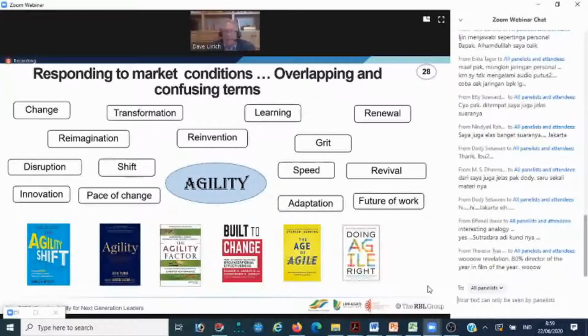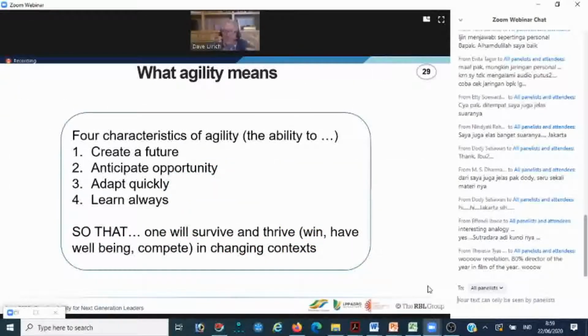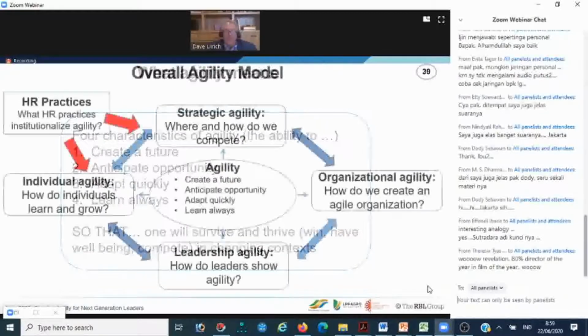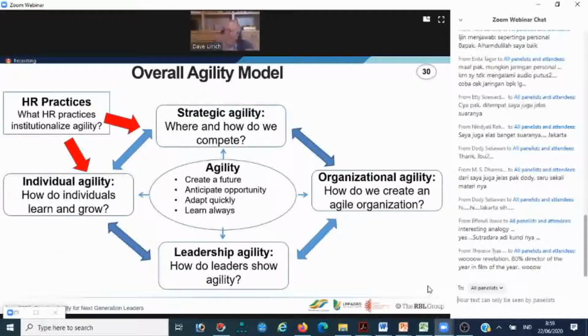That's it. Of all of these complex ideas, many of which could have an individual book written, and I love these books. They're great books. There's other books coming. By the way, if you don't like these four, you can tweak them. But try to say from all that stuff, there's four messages. Focus on the future. Envision opportunity. Adapt quickly and learn always. So that we win, we thrive, we succeed in the changing world. That's what I mean by agility.